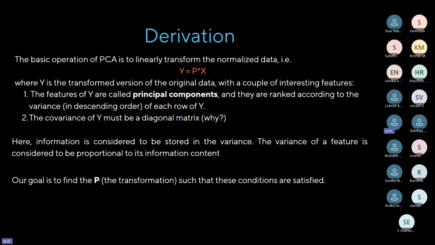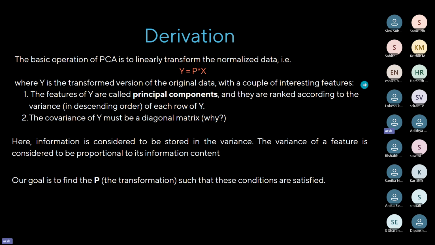And the second interesting fact about this matrix is that the covariance of y must be a diagonal matrix. We want the covariance of y to be a diagonal matrix. Does anyone want to answer why that should be? Why should the covariance of y be a diagonal matrix? Because you would want the covariances to be close to 0, and you want them to be independent of each other, right? Yeah, correct.